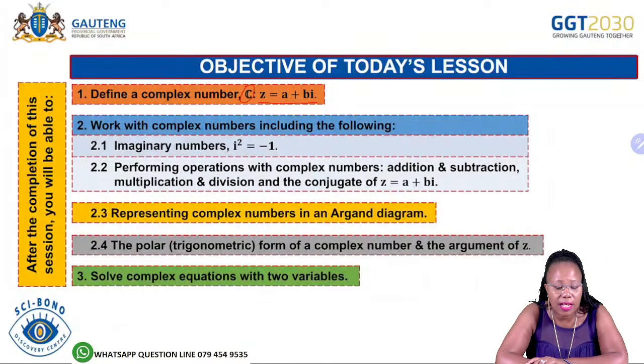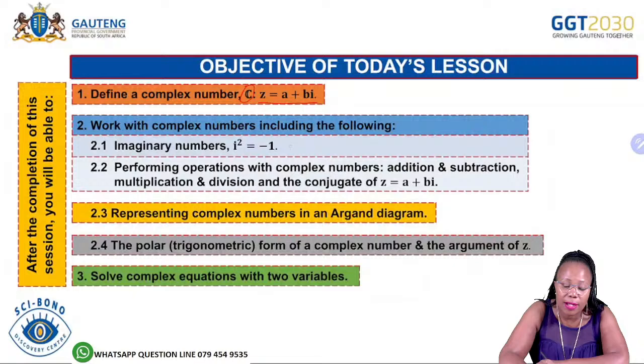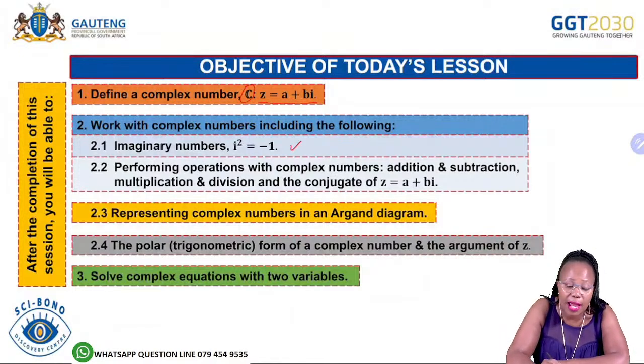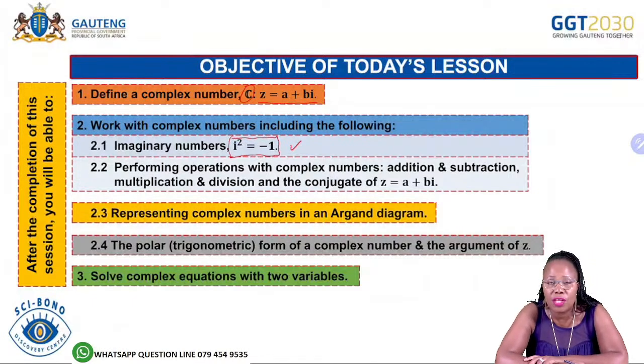And then secondly, you must be able to work with complex numbers, including the following. Number 2.1, you must be able to use this, including the imaginary numbers. What do we mean by an imaginary number? It's where we have an I squared, which is equal to -1. We will elaborate more on that one as we proceed, grade 12.